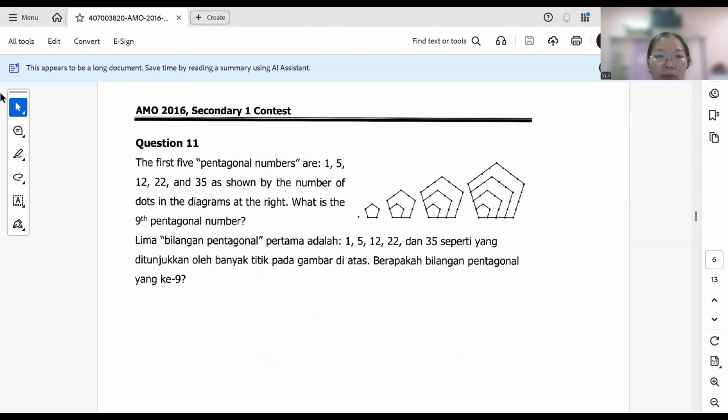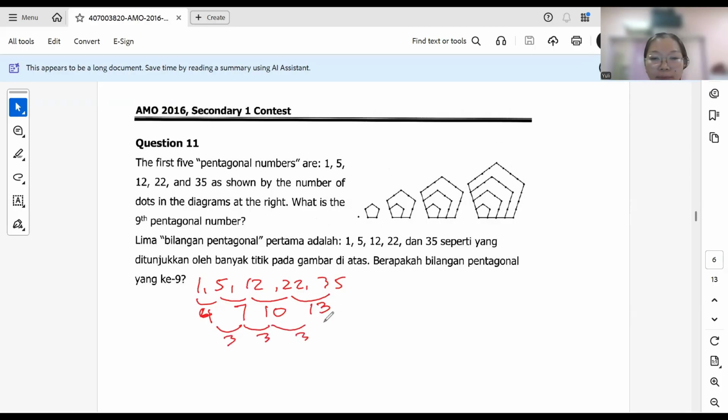Okay, the first 5 pentagonal numbers. Okay, we find the pattern. Okay, we're going to find the pattern. 1, 5, 12, 22, 35. The differences are 4, 7, 10, 13. So it will add up every 3.